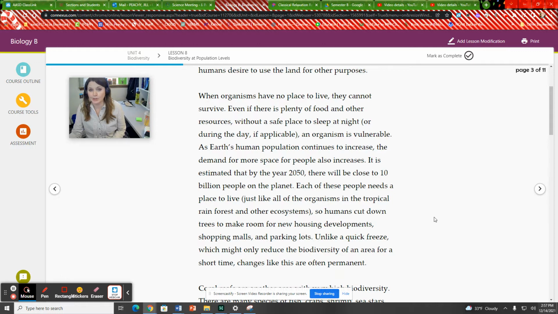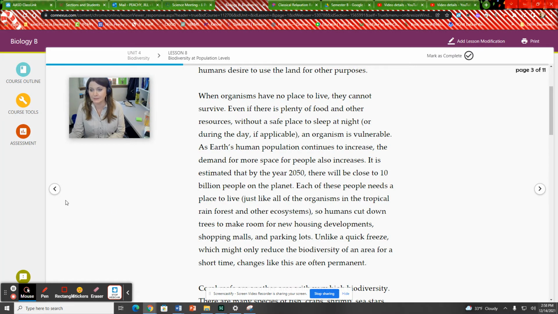As it goes on to talk about human population and how it is estimated that by the year 2050, we will have close to 10 billion people on the planet, which I know in a previous lesson they talked about as being the potential carrying capacity of humans on Earth. I think we'll kind of see if that actually holds true.